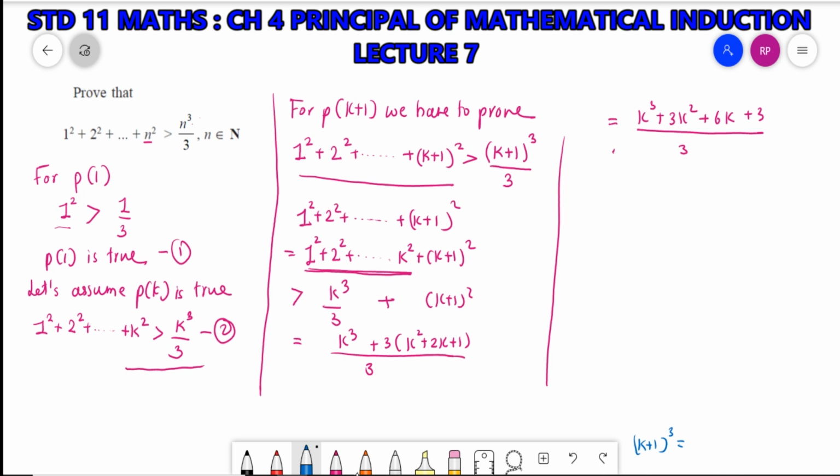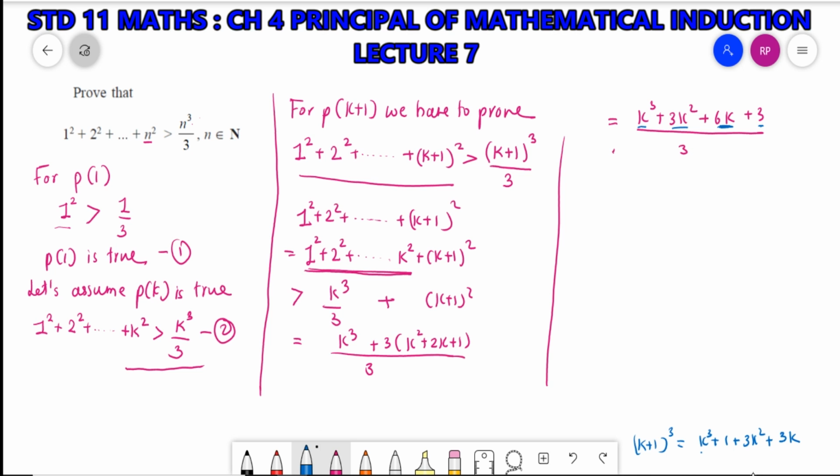The formula is a cube plus b cube plus 3ab square plus 3a square b. So k cube plus 1 plus 3k square plus 3 into 1, 3k. So it will be 3 into 1 square, it will be 3. Right? So see, I am having k cube and I am having 3. Instead of 3k, I am having 6k, so it's greater. 3k square is the same. Instead of 1, I am having 3, so it's greater.